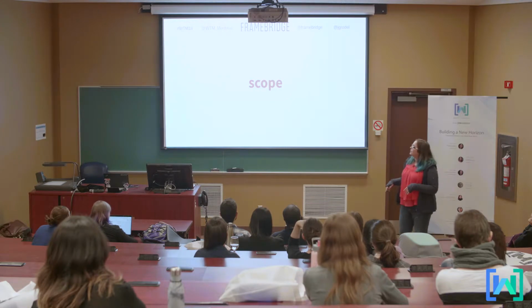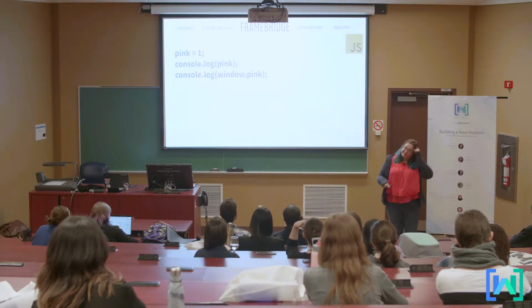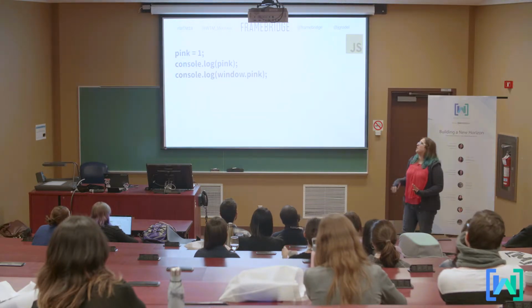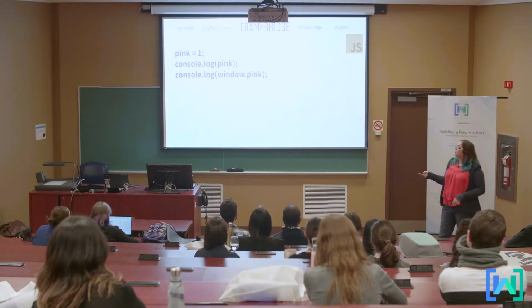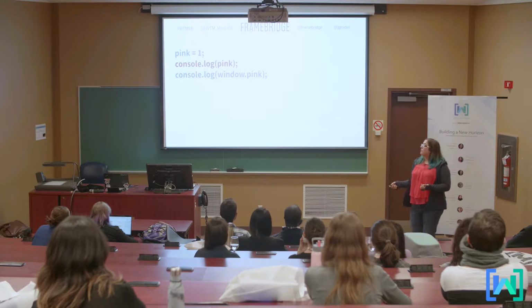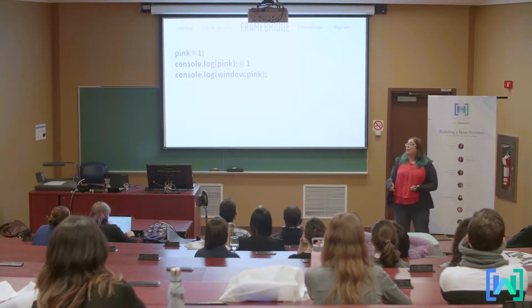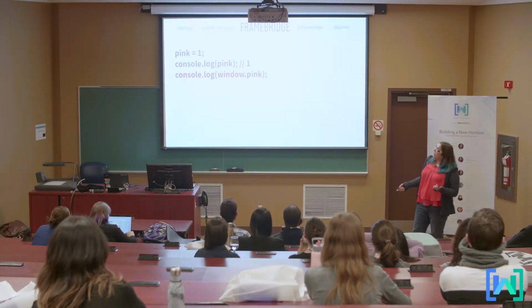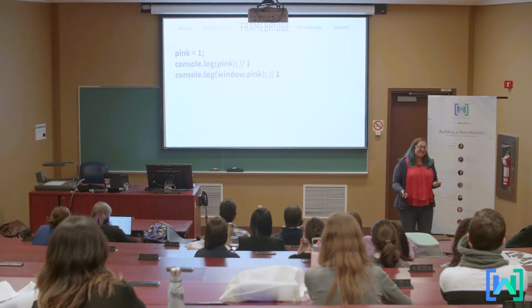All right, so scopes. Here's a silly little bit of JavaScript. I'm going to set up a variable pink, and I'm going to put the value 1 in it. And then I'll console log out that value, and I'll get 1. I can also, at this point, ask for window.pink and get 1.